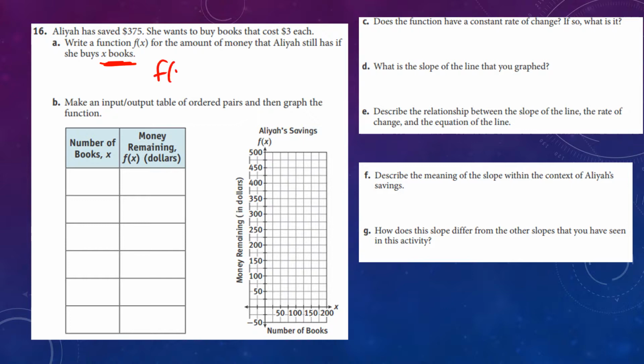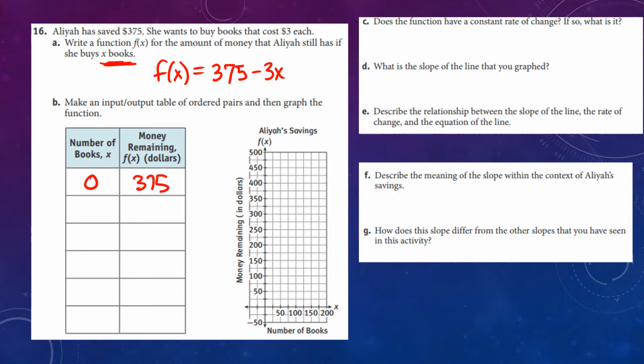So we're going to have f of x equals, she starts with $375, and every time she buys a book, she's going to spend or decrease her money by $3 per book. So now we're going to make an input-output table of ordered pairs so that we can graph the function. So we know when she buys 0 books, she's going to have $375.